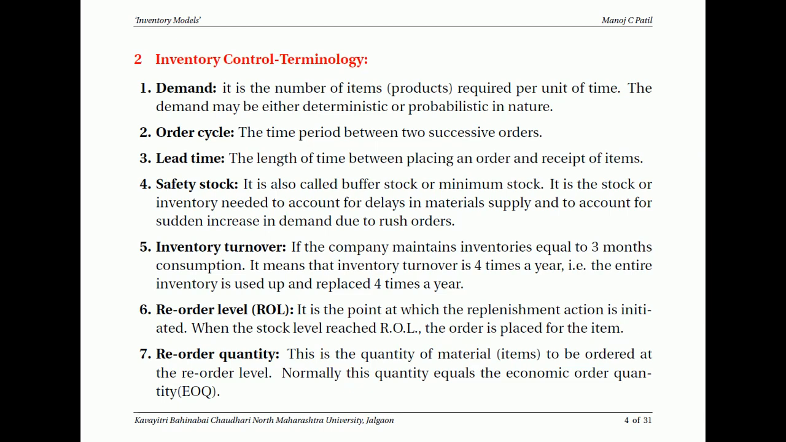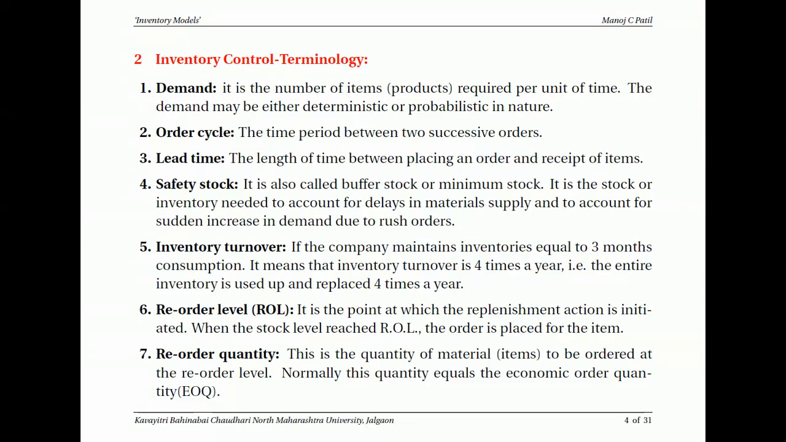Suppose there is an ice cream parlor, and there is a demand. Suppose there is a deterministic demand, a fixed demand of 1200 kilos per year. Then per month the demand is 100 kilograms. That is the demand per unit of time, per year, per month, per day, whatever.